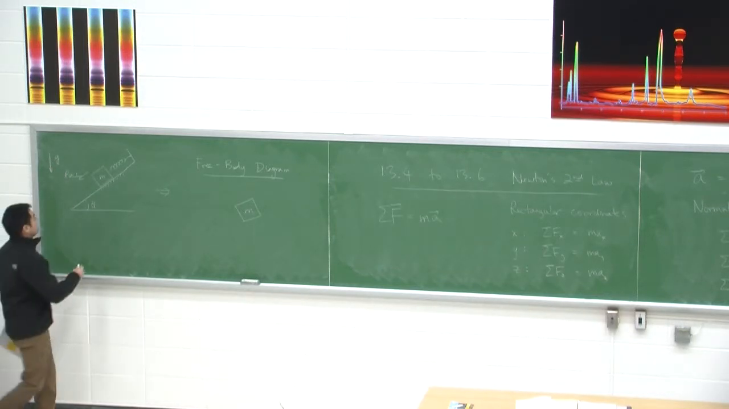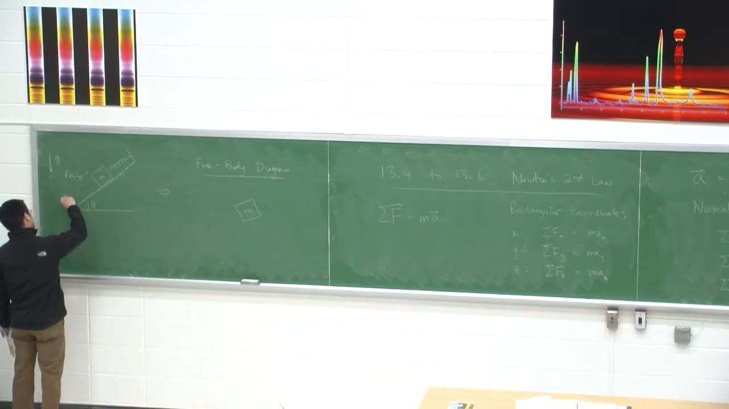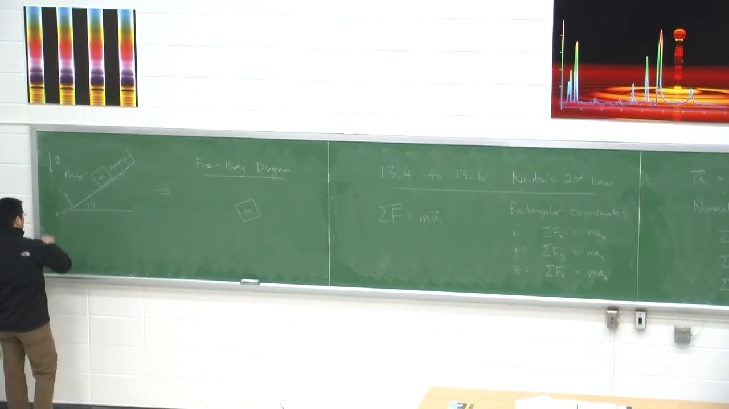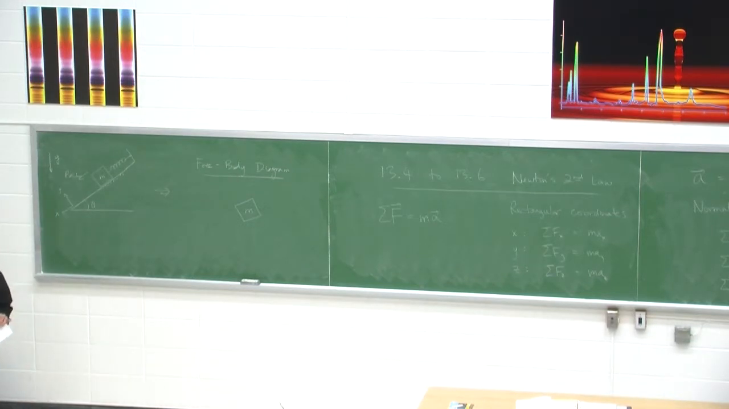And just for convenience sake, I'm actually going to turn this around and make my xy coordinates look like this. So I'm going to make x actually coincide with the downward direction of my incline. So I rotated it by an angle theta. This is something that's really convenient to do, and I can explain that a bit later.